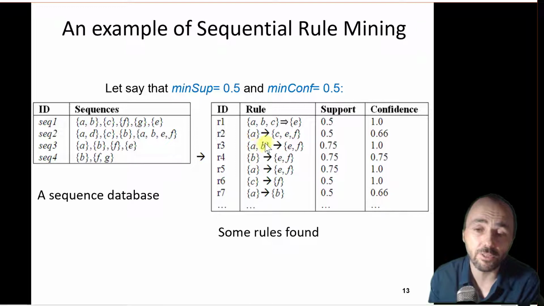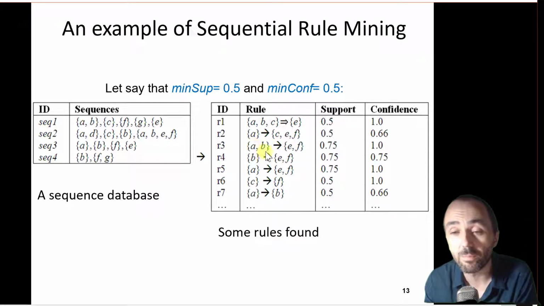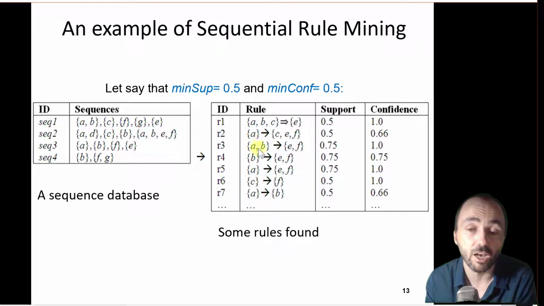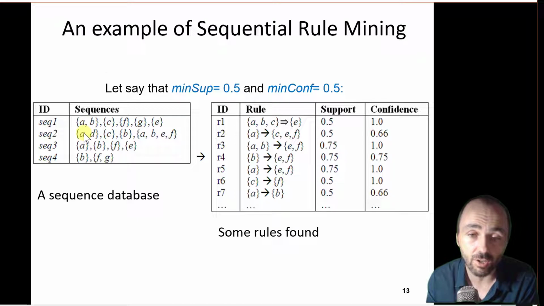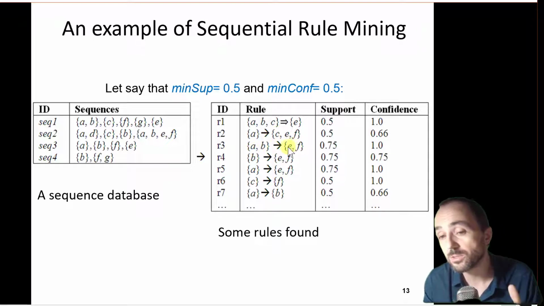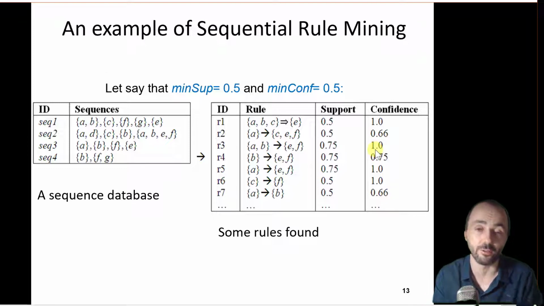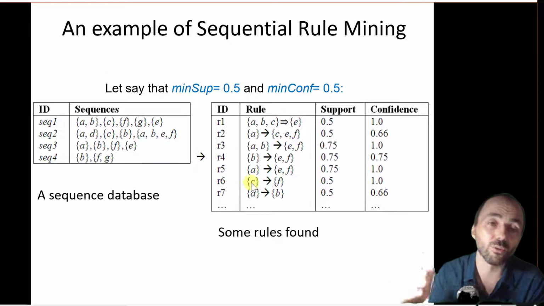Now for the confidence, we need to look at how many times AB appear before EF. This is 3 times, we calculated already, divided by how many sequences contain AB. AB appear in the 1st sequence, the 2nd, and the 3rd. So 3 divided by 3 means the confidence is 1. That means every time you buy AB, you will always buy EF after. So that means 100% confidence. This is what we want to find.